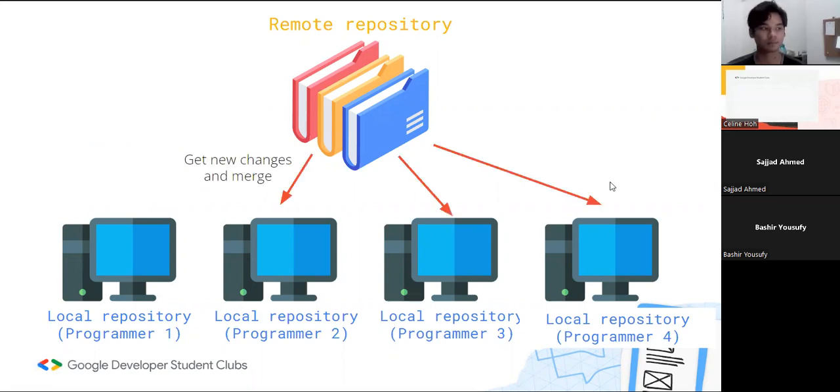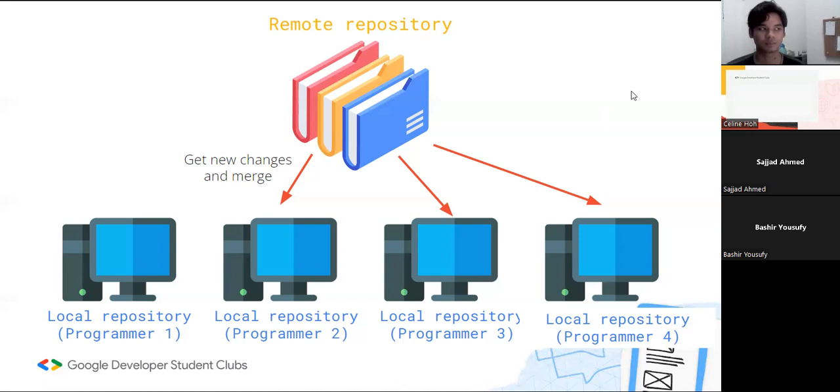When programmer one has pushed the new changes to the remote repository, the other users want to use them so they can do their part and implement their own features. So what they're going to do is pull all the new code that was pushed by programmer one down to programmers 2, 3, and 4. Basically, this is the overall workflow of Git and GitHub.